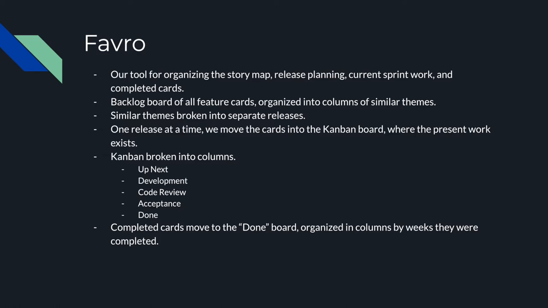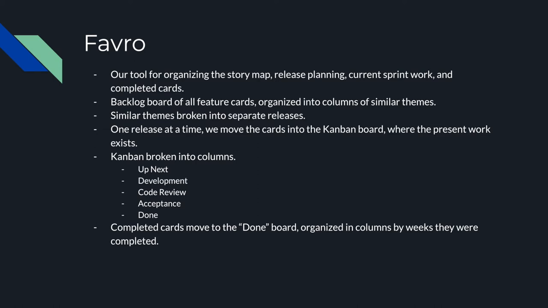So we have a backlog board of all of our feature cards organized into columns of similar themes, and this is the work that we got from our story mapping session with the client at the beginning of the project. We break these similar themes into separate releases so that we work on one feature type at a time. For one of those releases, we move the cards into the Kanban board where the present work exists.